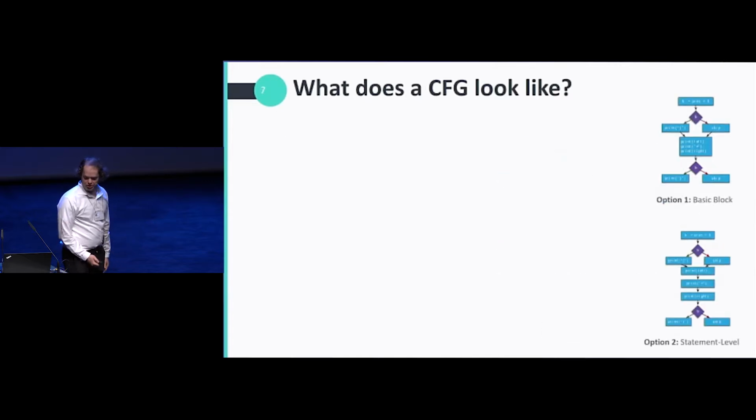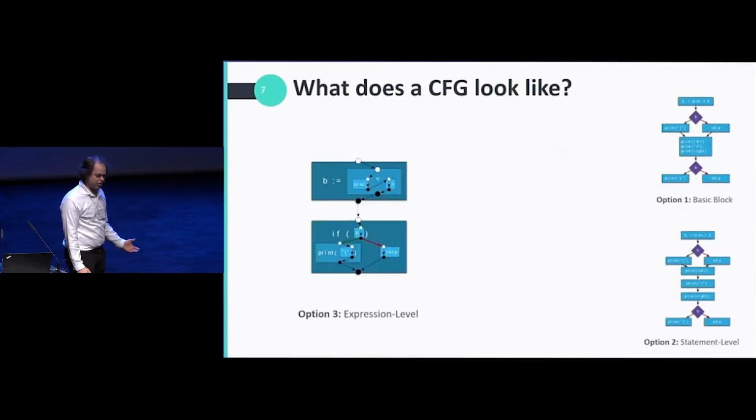But there are more options. One that I like a lot is the expression level control flow graph, because if you're writing a static analyzer, not on three-address code, but on an abstract syntax tree, it's really, really nice to be able to say exactly what is true about your program and the abstract state before and after every single inner expression. None of our static analysis frameworks use this kind.